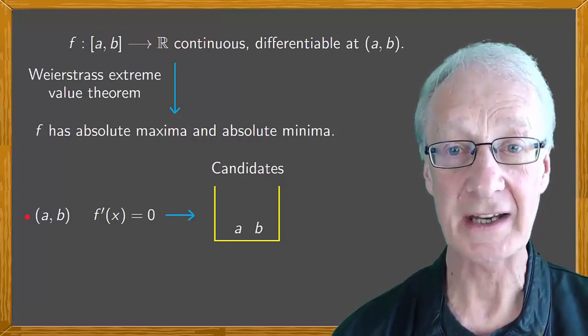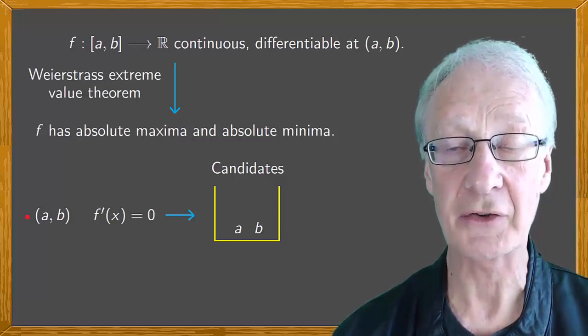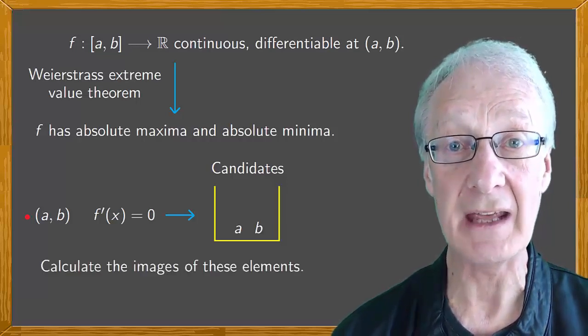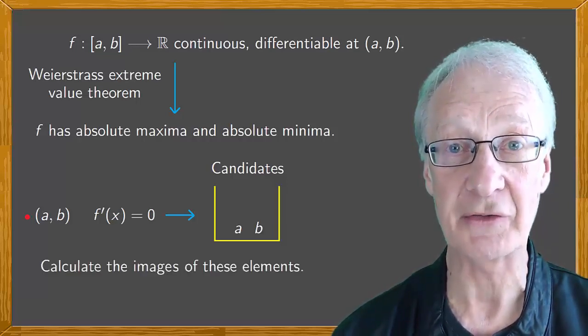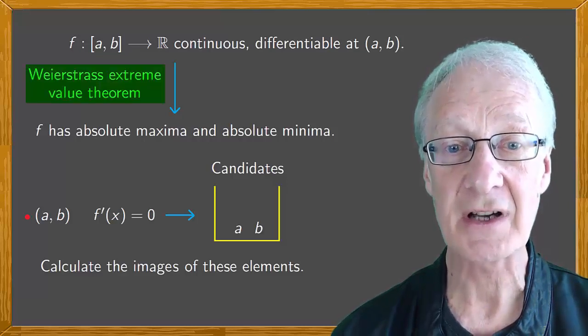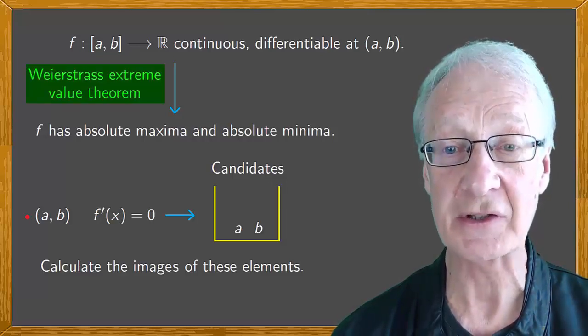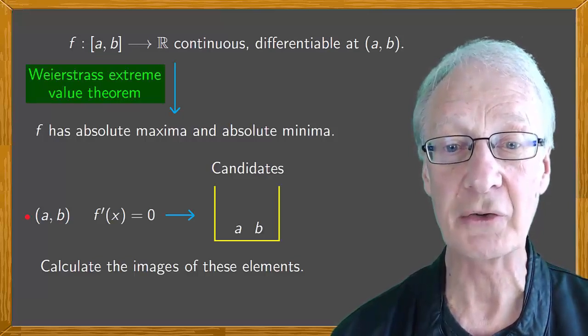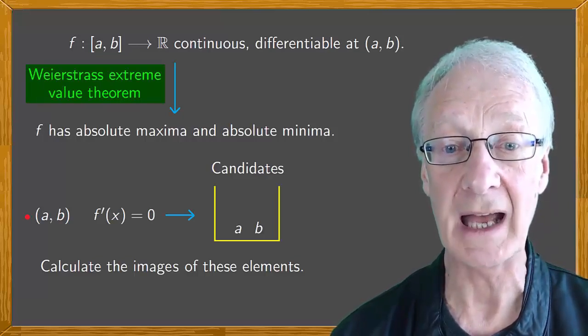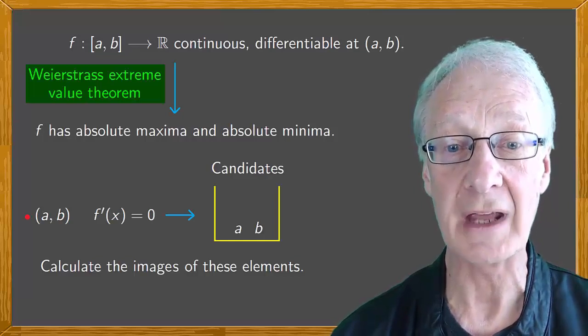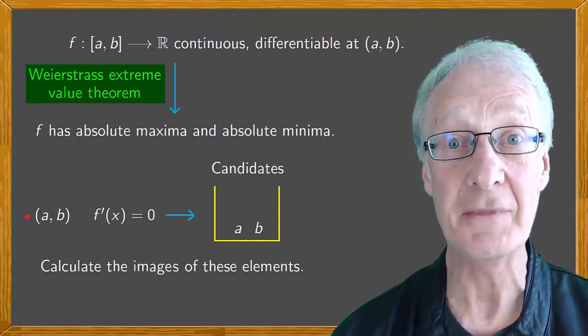So we've obtained a set containing all of the candidates for absolute maxima and absolute minima. Now all we have to do is calculate the image of each of these elements of the set. As Weierstrass's theorem affirms the existence of absolute maxima and absolute minima, those values whose image is greater will be absolute maxima and those whose image is smaller will be absolute minima.